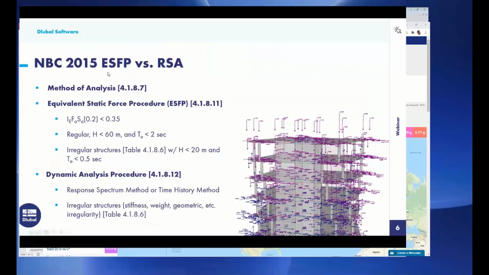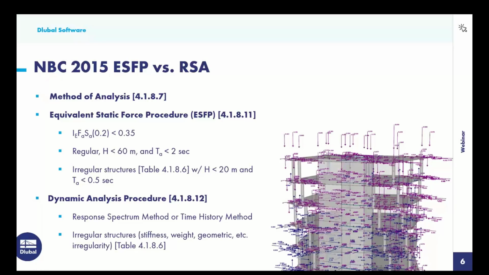Okay, so one final thing to discuss here is the method of analysis according to the NBC standard. We can find this discussion in 4.1.8.7 of the code. There are certain stipulations on which method we can apply to our structure depending on which categories we fall in. The equivalent static force procedure is a more simplified method, and we can find this in Article 4.1.8.11 of the standard. This tells us that when the importance factor times the site coefficient times the spectral response acceleration at 0.2 seconds is less than 0.35.